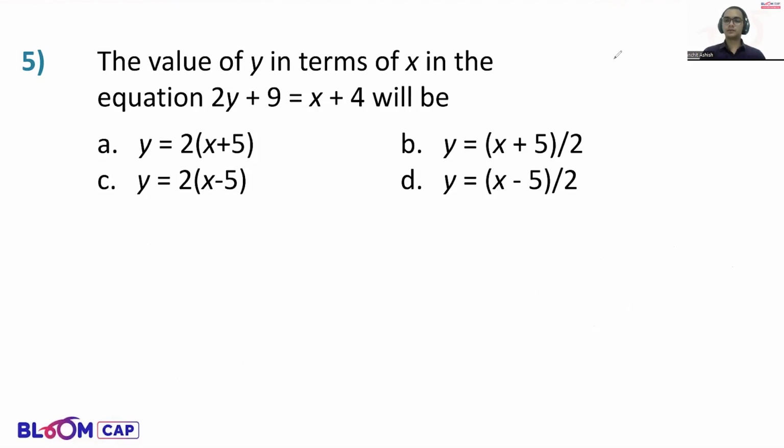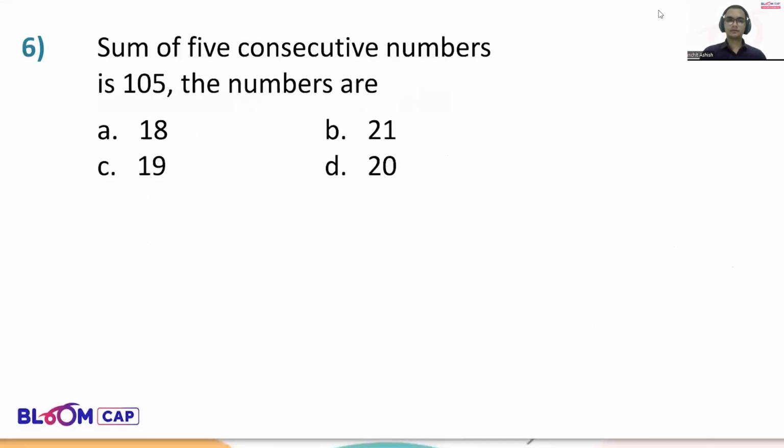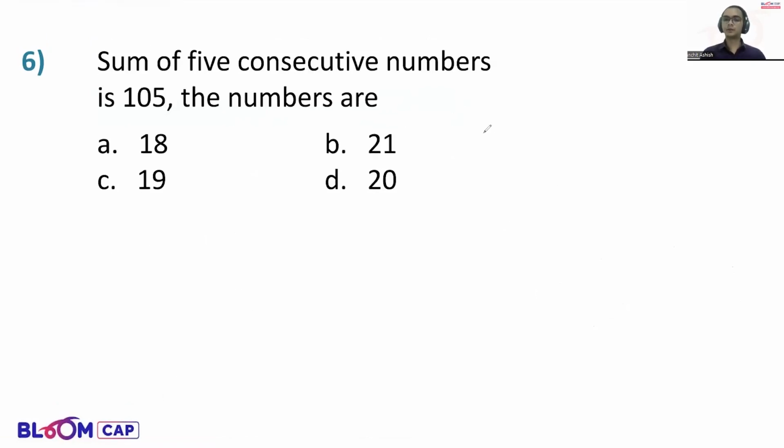I hope this was clear. Sum of 5 consecutive numbers is 105. The numbers are. Okay, let's now learn how do we represent consecutive numbers. So the first number is x. Let's assume it's any number. Second number is going to be what? It's going to be x plus 1 because these are consecutive numbers.